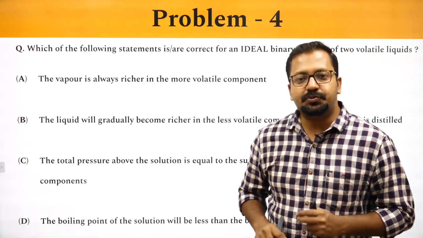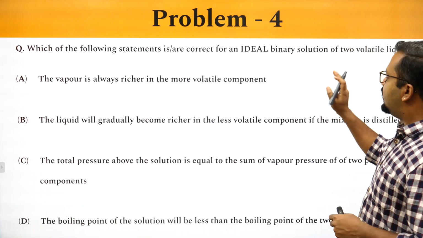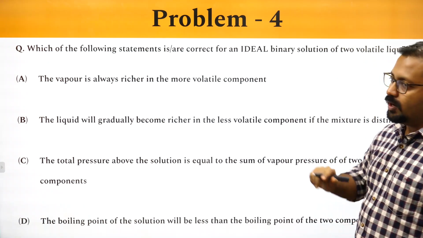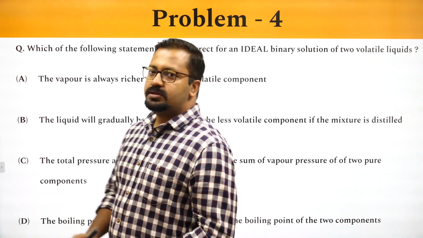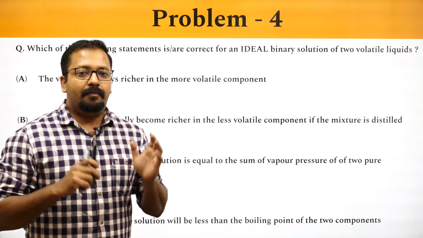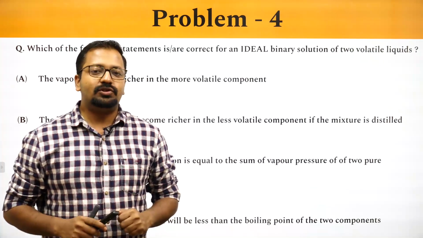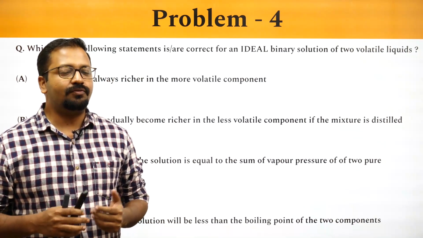So guys, let's look at this problem. Which of the following statements is or are correct for ideal binary solution of two volatile liquids? Binary means 2, tertiary means 3. Binary is also known as a two component system. Ideal solution वो होते हैं जो कि Raoult's law को follow करेंगे.